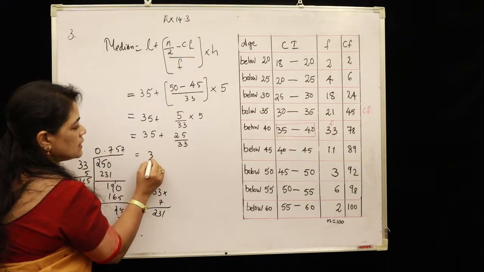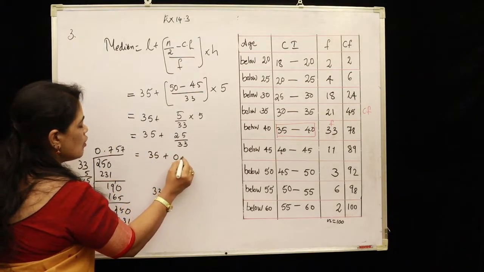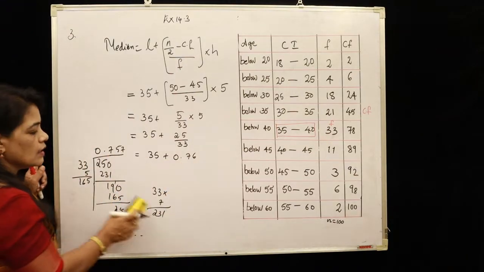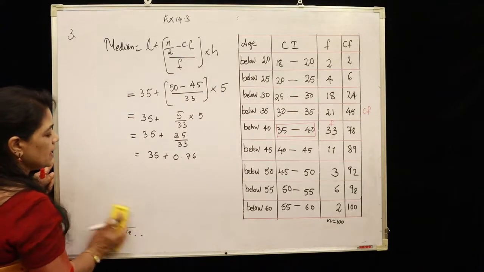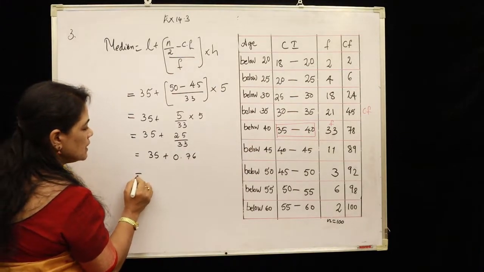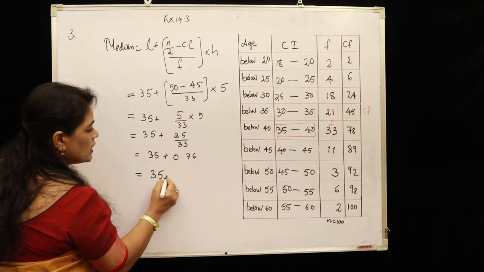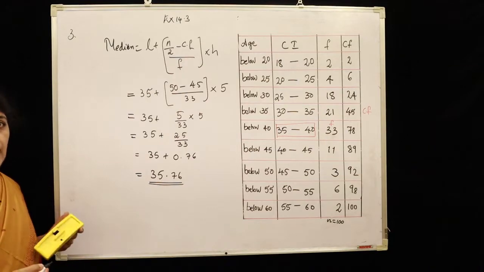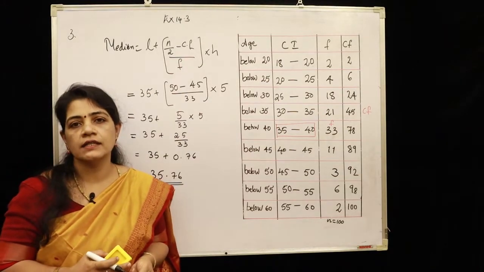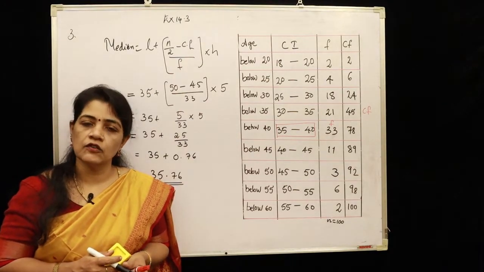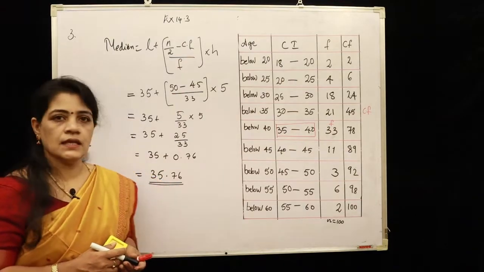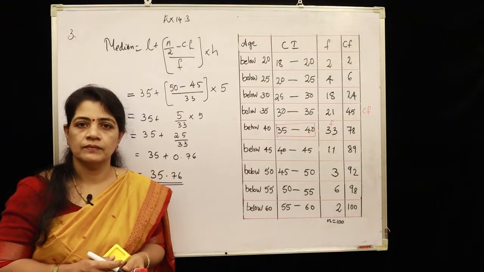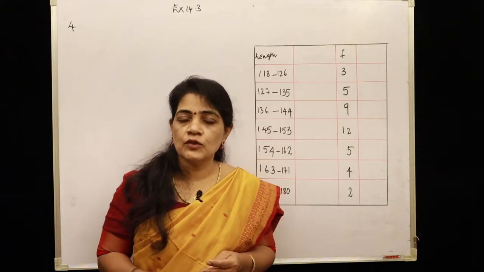That is 35 plus 0.76, here 7 becomes 6. So the median is equal to 35.76. This is the median age of these 100 policyholders, 35.76 years. Now we are moving to the fourth problem. Now we are solving the fourth question.